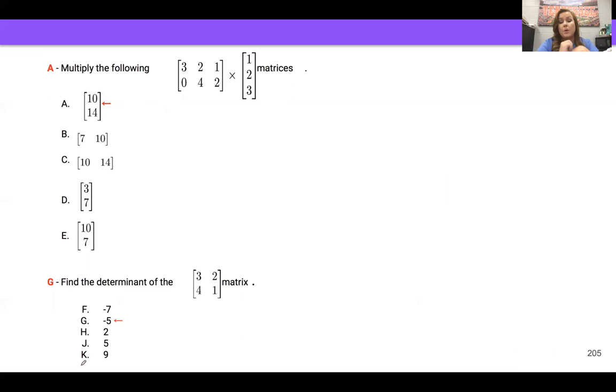So here we're multiplying. I always write this out. This is a 2 by 3 times a 3 by 1. So there's my middle. So my result is going to be a 2 row by 1 column. That's a 1 row by 2 column. That's a 1 by 2. Okay. So I've eliminated 2.